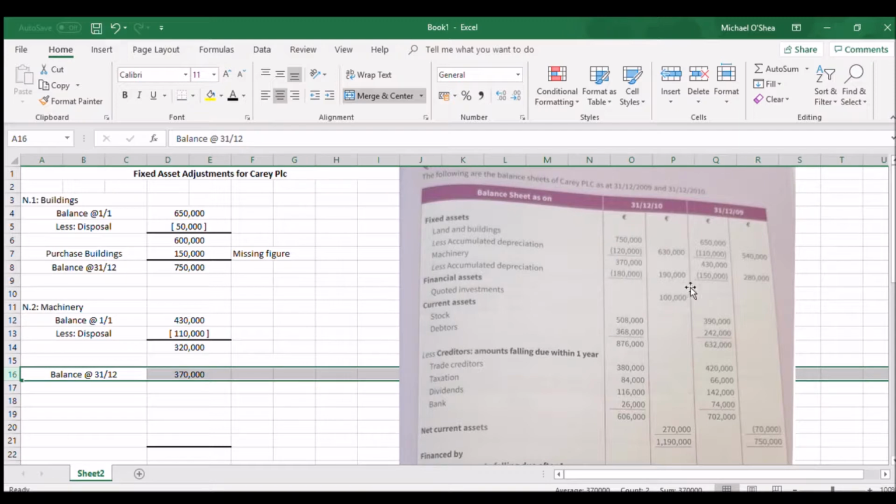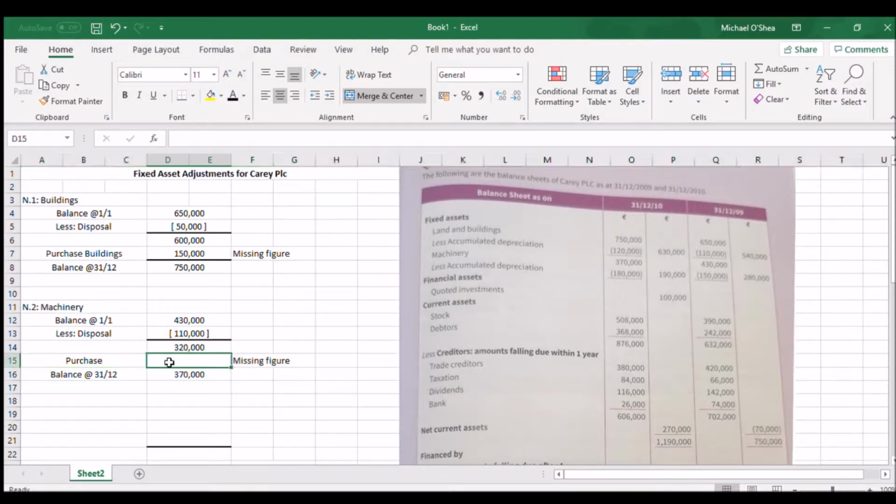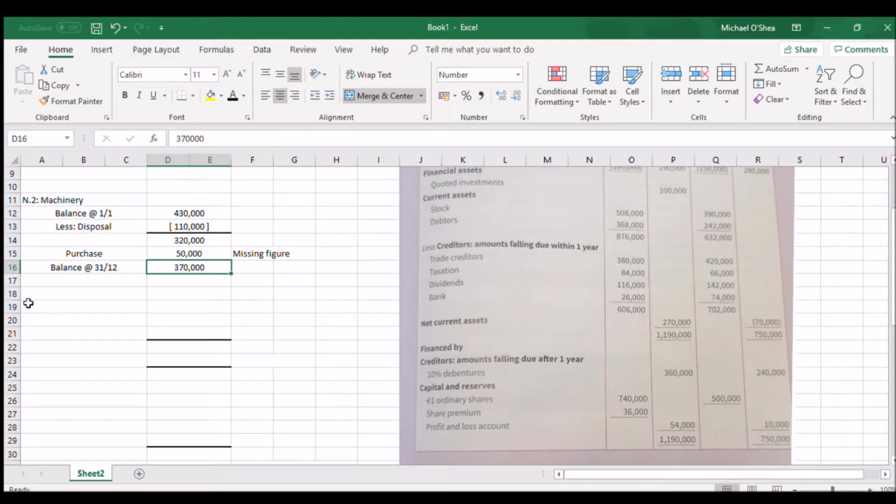So the difference, it was 430 and dropped to 320 after the 110 disposal, but it goes up to 370, so it's gone up another 50. That 50 that we've gone up is a purchase. The difference between the end of the year and what we had after our disposal is a missing figure, and it's a purchase, exactly the same as the buildings. We're just looking for that missing figure in the question.